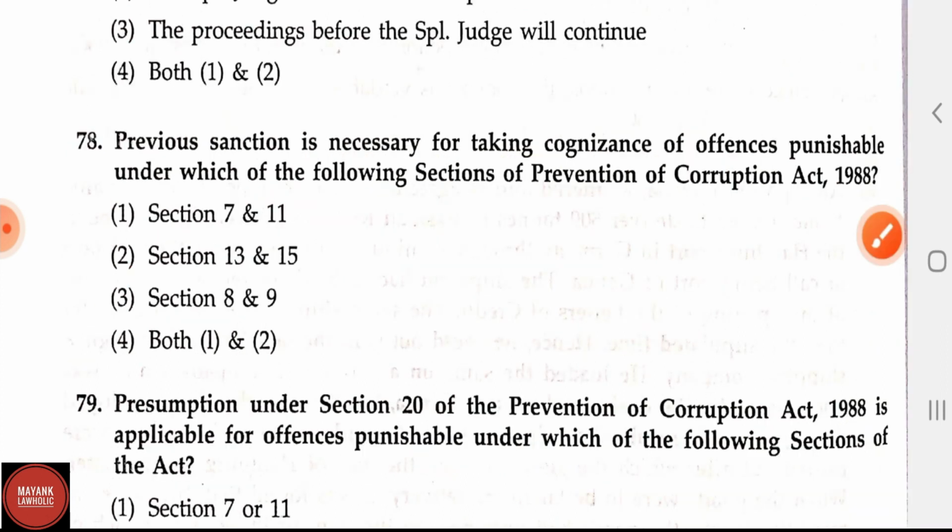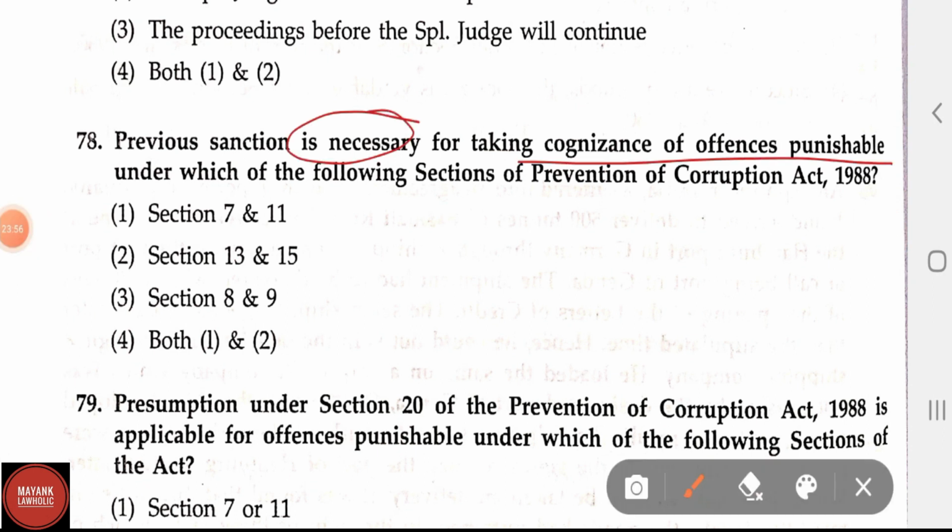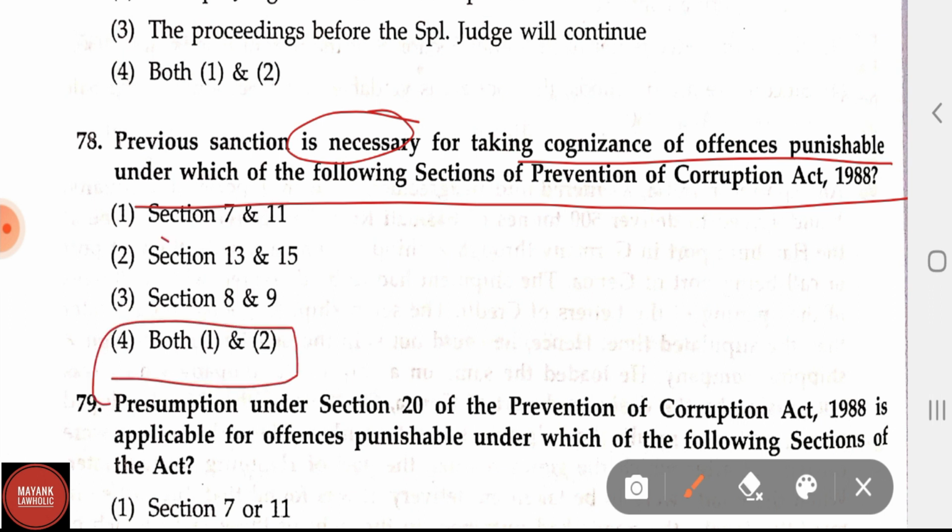Now let us see question number 78. Previous sanction is necessary for taking cognizance of the offences punishable under which of the following sections of the Prevention of Corruption Act 1988? Options are Section 7 and 11, Section 13 and 15, Section 8 and 9, and both 1 and 2. Here the correct answer is both 1 and 2, that is Section 7 and 11 and Section 13 and 15. Sections 11, 13 and 15 come under Chapter 3 of the Prevention of Corruption Act 1988, and these are related to offences and penalties.